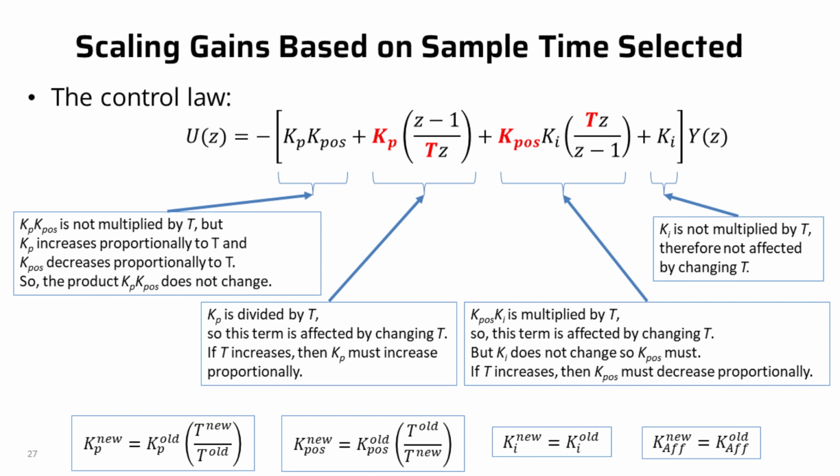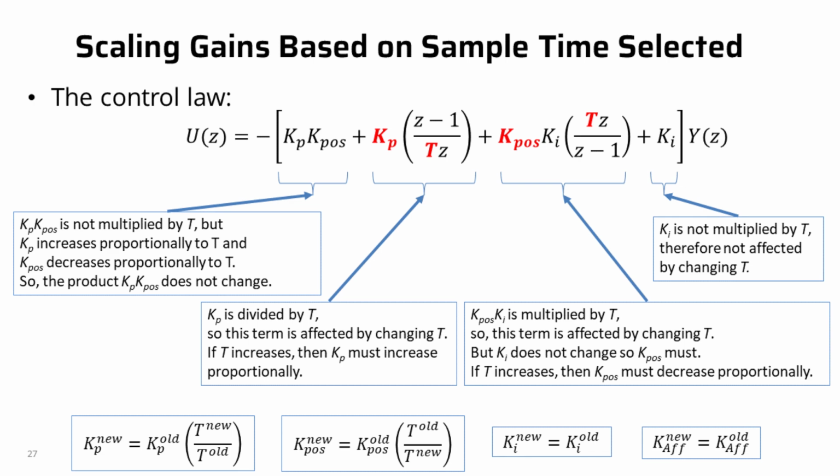So I didn't write the equation for the feed forward, but you can write that same equation in the same way, including that, and you'll find that the feed forward gain doesn't change when I change the sample time selection. It's just the Kp and the K pause.